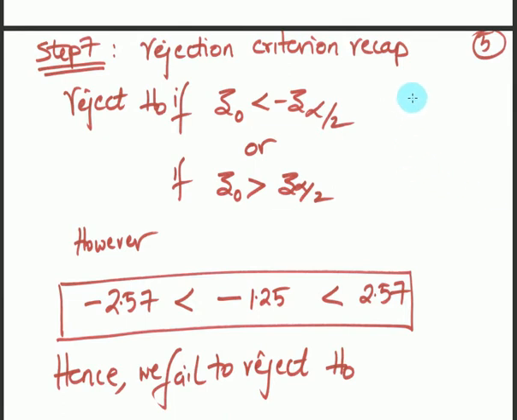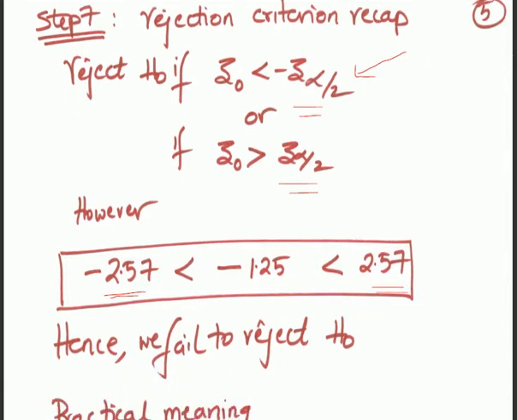So when do you reject it? You reject your H naught if your Z naught is either less than negative z alpha over 2, or if it is greater than z alpha over 2. But in our case, the negative 1.25 lies between negative 2.57 and positive 2.57. So we fail to reject the H naught. What it really means is we do not have enough evidence to reject H naught.